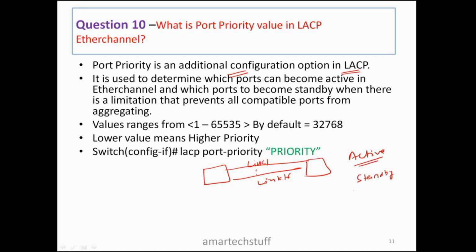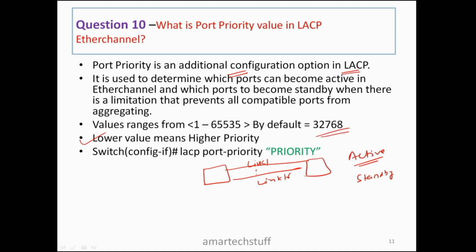So this port priority actually decides which ports will be active in EtherChannel and which ports become standby in EtherChannel. So this is a deciding point of active and standby in EtherChannel. The lower value means higher preference, so lower is better, and the values range from 1 to 65,535. By default, the value is 32768.